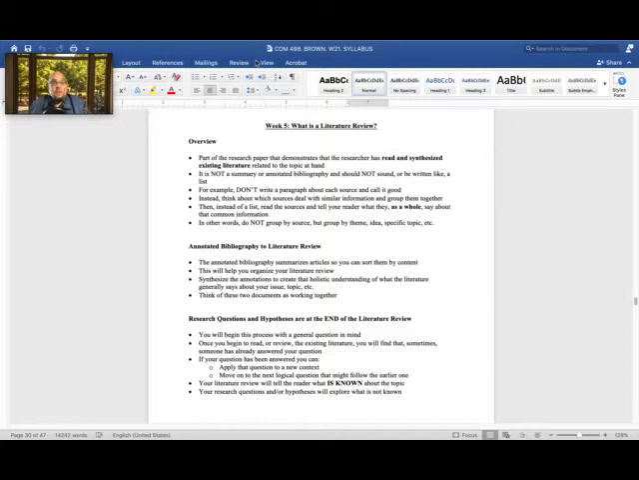What is a lit review not? Well, it is not a summary or an annotated bibliography. It should not sound or be written like a list. The biggest mistake that people make consistently with lit reviews is that they will write one paragraph per source, and that's the way that they lay it out. That's not a lit review. That is the annotated bibliography.